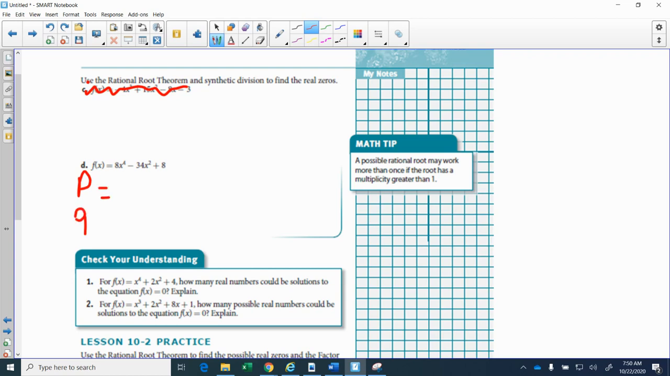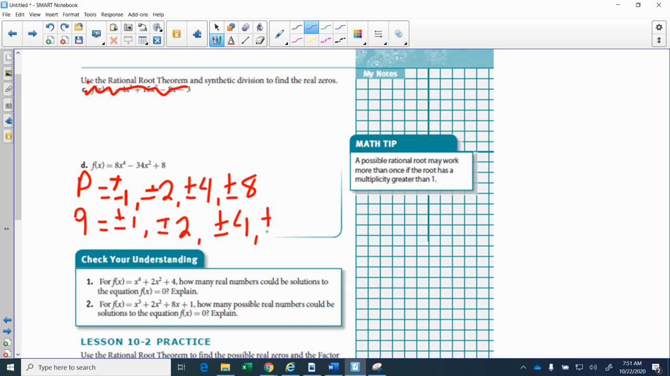We would have the value of 8. All of our possible roots would be, let's see, we have positive and negative 1, positive and negative 2, positive and negative 4, and positive and negative 8. Q would be the same exact thing: positive and negative 1, positive and negative 2, positive and negative 4, and positive and negative 8. Remember, I'm just doing the factors of my leading coefficient and my ending coefficient.